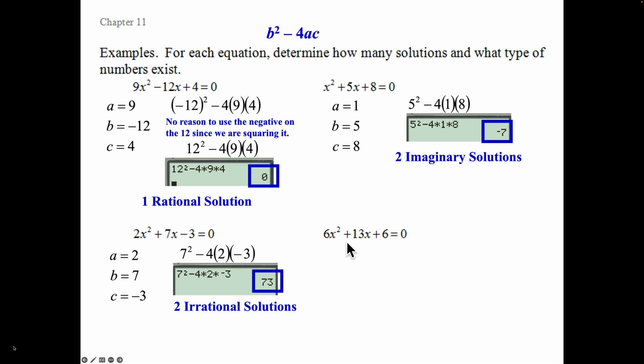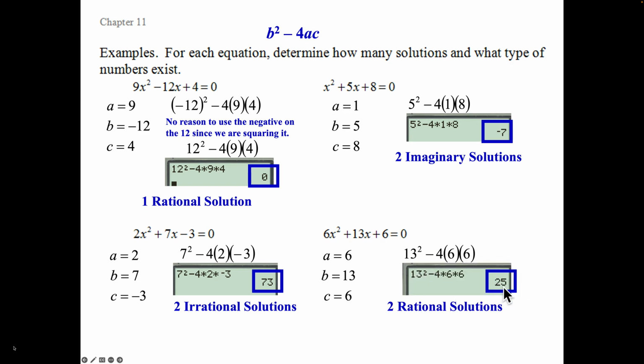Next, we have a is 6, b is 13, c is 6. So 13 squared minus 4 times 6 times 6. We'll enter that into the calculator. We get 25, which I know is a perfect square. It's also positive. So that's going to be two rational solutions because the square root symbol is going to simplify away. And that is our section 9.3.